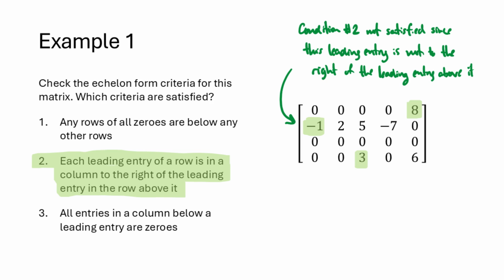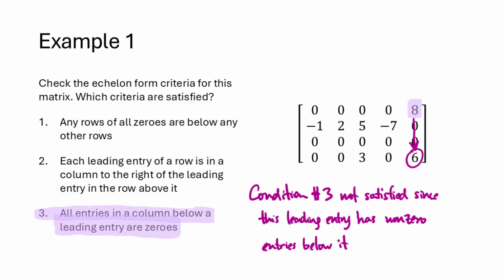For condition 2, we need to check whether the leading entry of each row is in a column that's to the right of the leading entry in the row above it. So we've identified the leading entries as we did before, but we notice that the leading entry in row number 2 is to the left of the leading entry in row number 1, which means that, again, condition 2 is not satisfied. Finally, for condition 3, we look at the entries in our matrix that are below all of the leading entries, and we notice that the leading entry in the first row, which was that 8 there, has a 6 below it, which means that condition 3 is not satisfied because we have a leading entry with a non-zero entry below it. So in this case, none of the conditions are satisfied for our matrix, so it's not in echelon form.